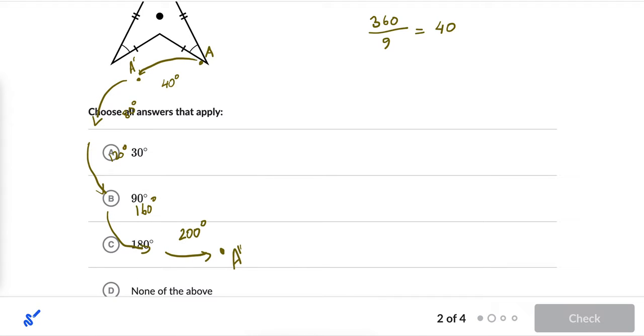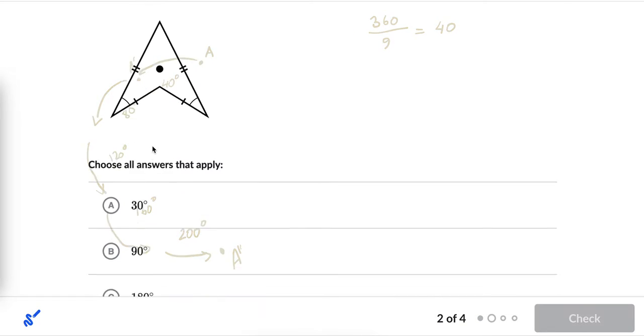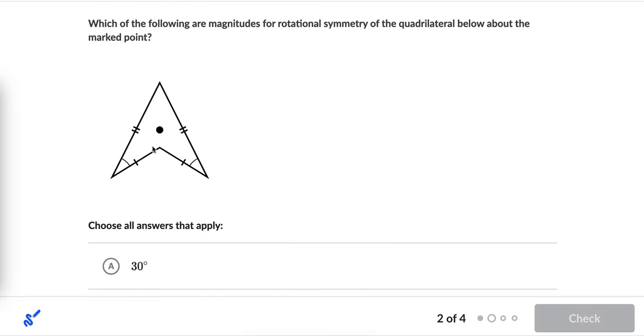Let's take a look at another example, right? The idea, once again, is rotational symmetry, right? Rotational symmetry is mapping onto itself, right? So which of the following magnitudes for rotational symmetry of the quadrilateral below about the marked point, right? So the marked point is the center of rotation, right?